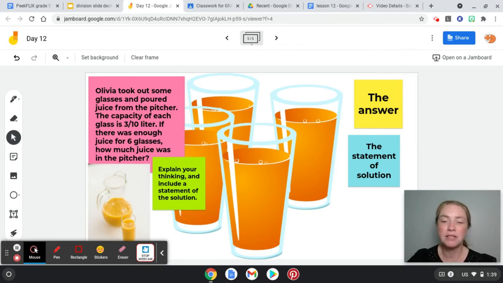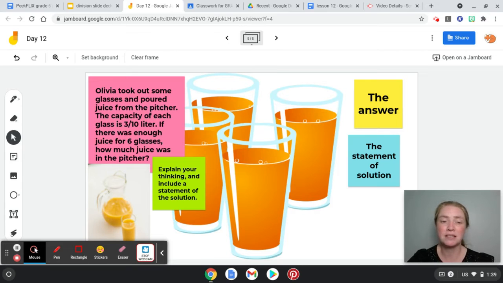So this is a time where you're going to pause the video and try to figure out how much orange juice, or just plain juice, was in the pitcher to begin with. Now we need to remember that Olivia took out some glasses. That's what we know, that there's 6, because it tells us later on. But we need to find out how much was in that pitcher to begin with.